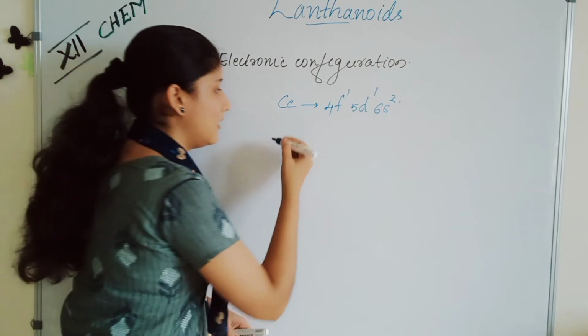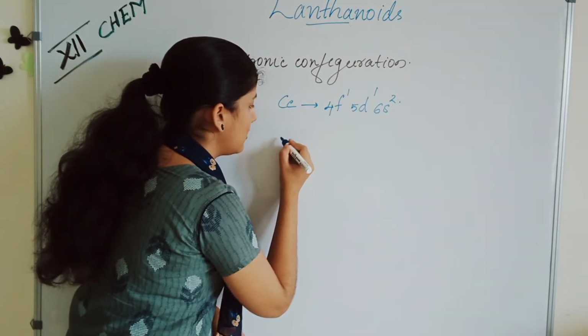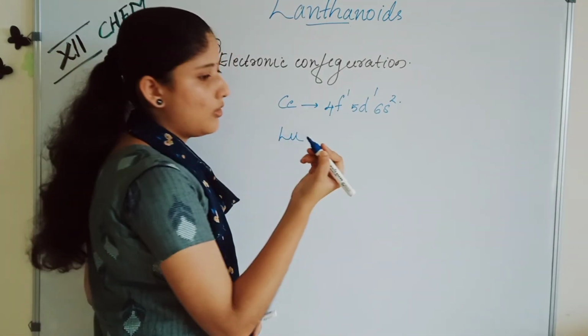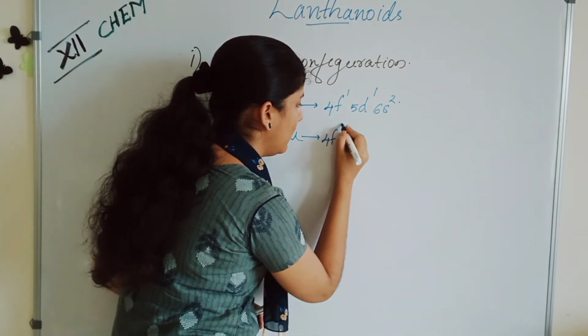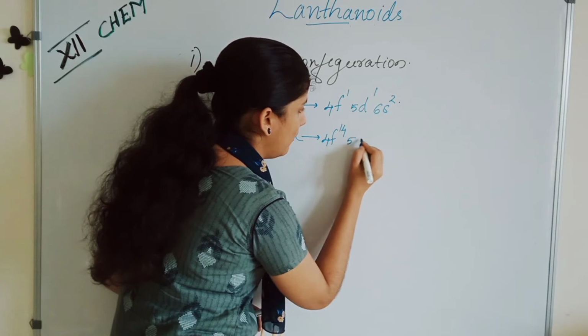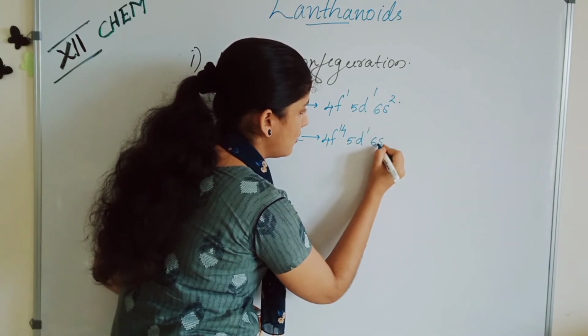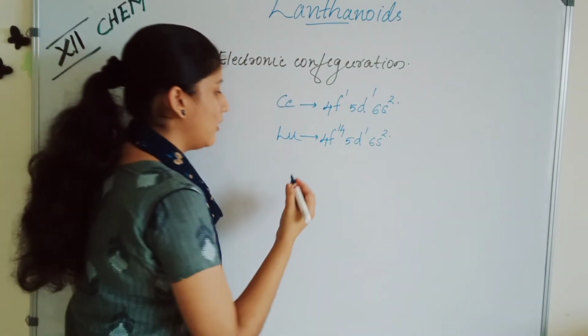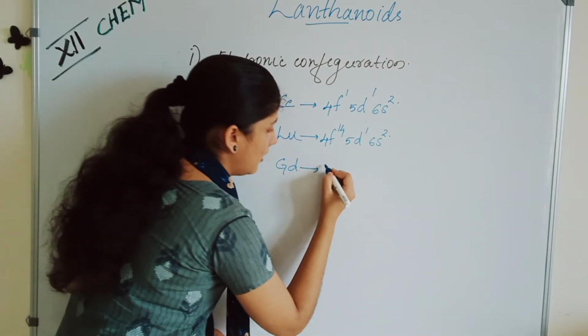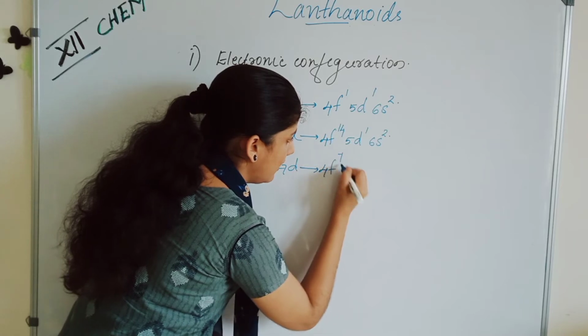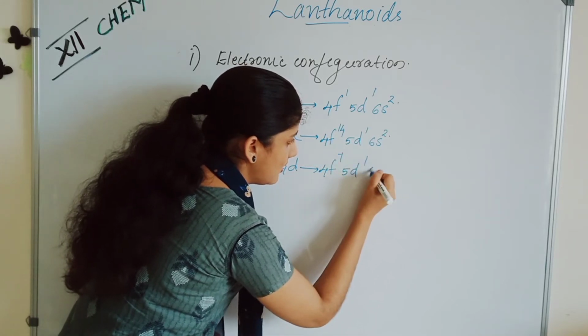Okay. Then cerium. Then look in the case of lutetium. What is the electronic configuration? The last element, it is 4f14, 5d1, 6s2. Gadolinium, what is the electronic configuration? It is 4f7, 5d1, 6s2.